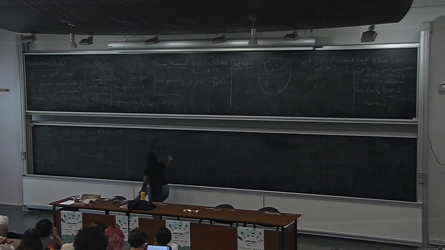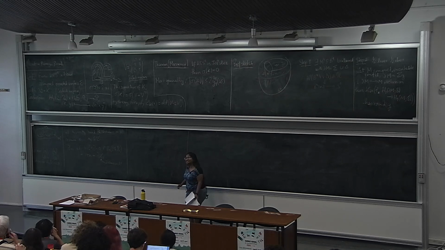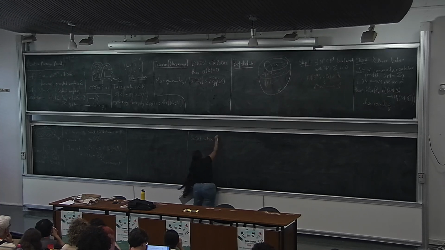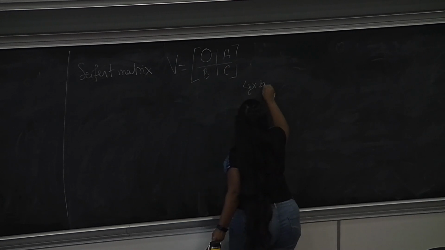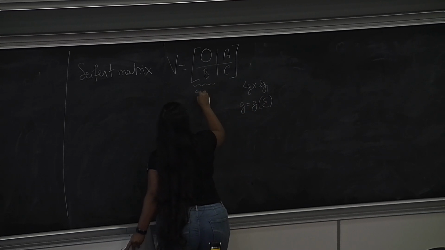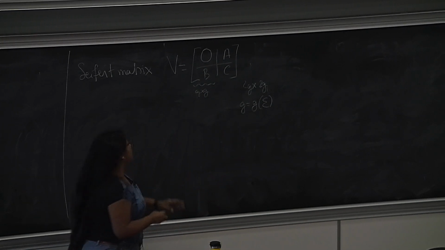I'm going to write some things here. But before I do that, let me just tell you what the end result is, in case I'm sensing that I'm losing people. Maybe I'm wrong. The end result of this will be that my Seifert matrix V will be of the form, where this is 2g by 2g, where g is the genus of the Seifert surface, and then these are g by g blocks. So I want to convince you that the Seifert matrix looks like this.